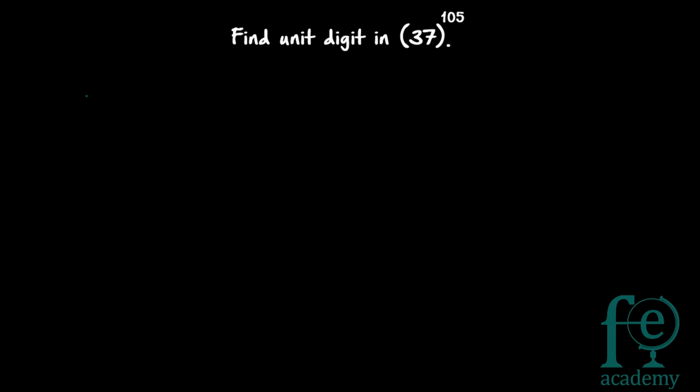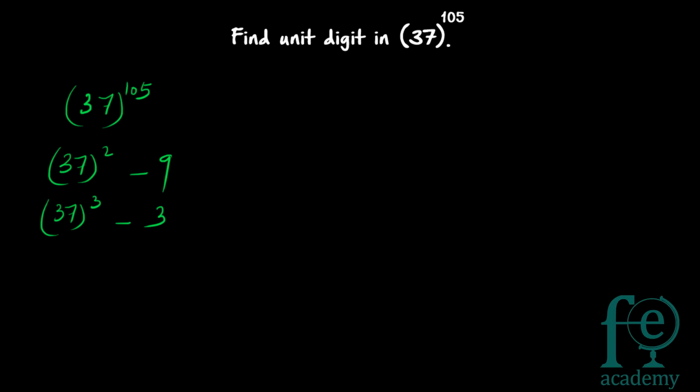So what is the unit digit of 37 raised to 105? You have to find out which power of 37 is giving 1 in the unit digit. So 37 square: 7 into 7 is equal to 49, so 9 will be there in the unit place. Then what about 37 cube? 9 into 7 is 63, so 3 will be coming in the unit place. Then 37 raised to 4: 3 is coming in 37 cube, so 3 into 7 is equal to 21. So 1 will be coming in the unit place when 37 is raised to the power of 4.